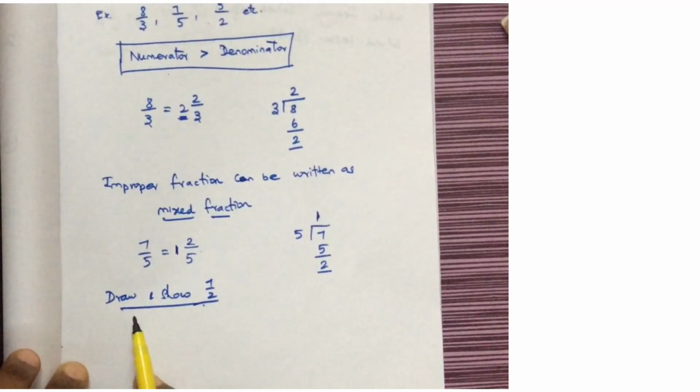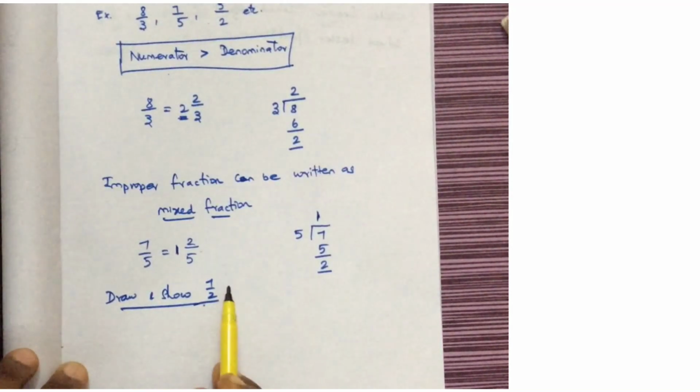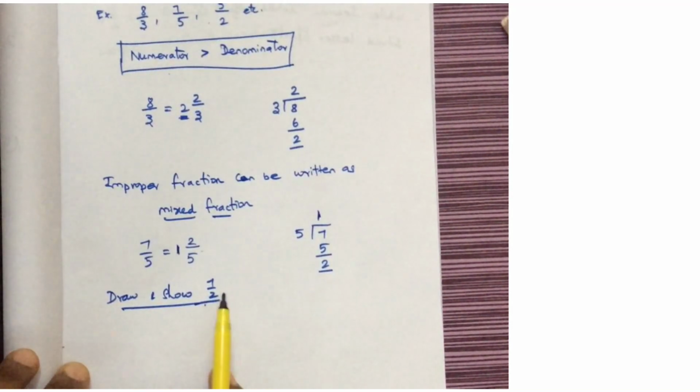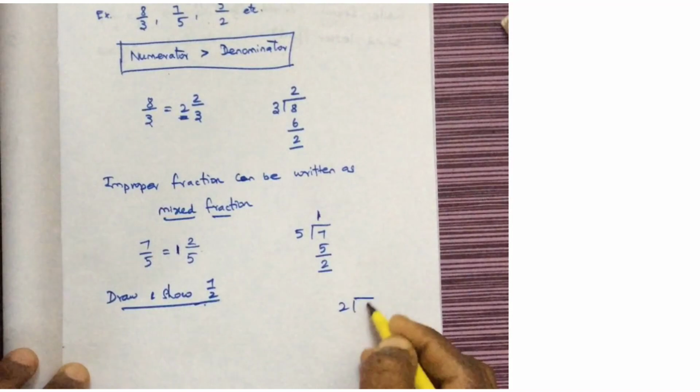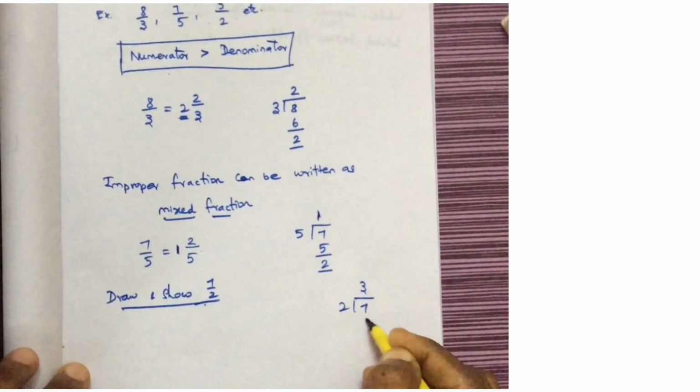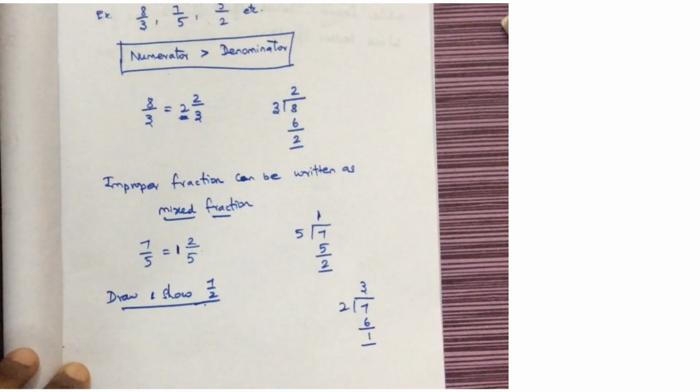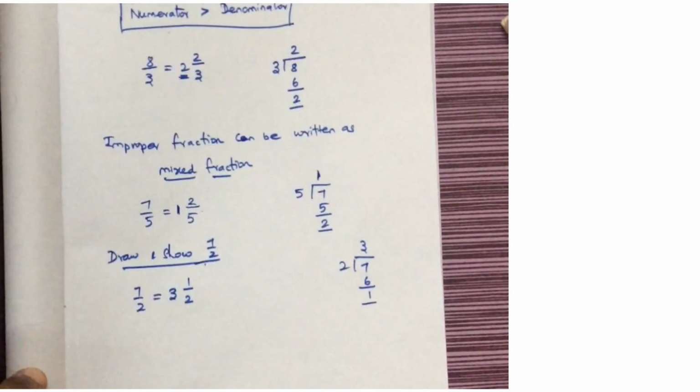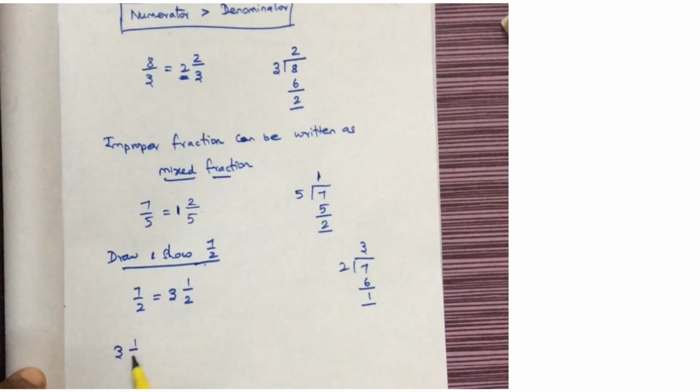Suppose I want to draw and show this for 7 by 2. The numerator is greater, so it is an improper fraction. Let me divide: 2 threes are 6, remainder is 1. So 7 by 2 is equal to 3 1 by 2. Now how will I represent 3 1 by 2?